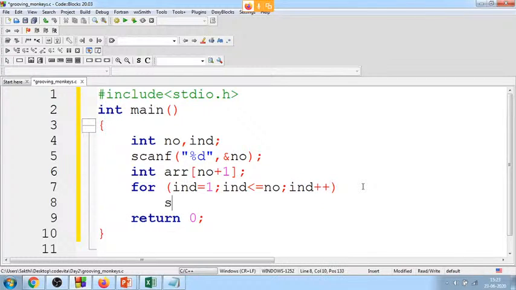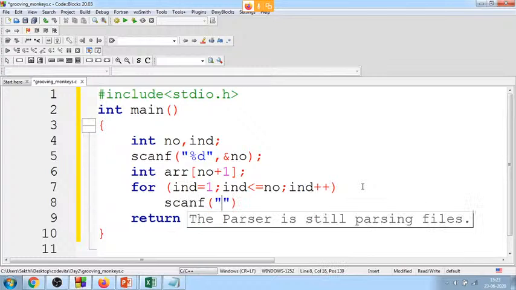And now we are going to accept input. So scanf %d comma ampersand of array of index. So right now our input operation has been completed. Now we are going to do the manipulation part.